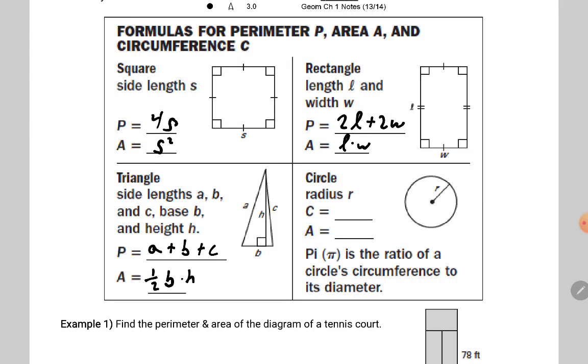Circle. This one you might have forgotten. The circumference is 2 pi r. Circumference is the same thing as perimeter, measuring the distance around the circle. And then area is inside this circle, and that is pi r squared. Now this should be review for you. If not, we'll do some examples.